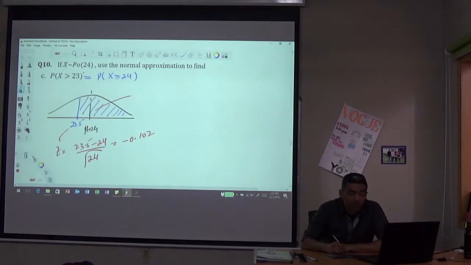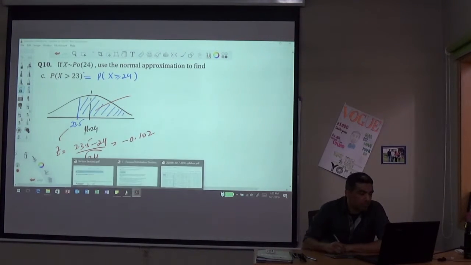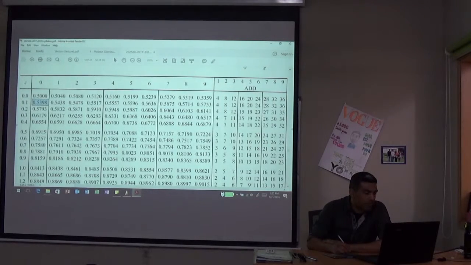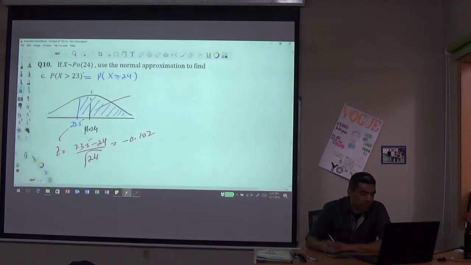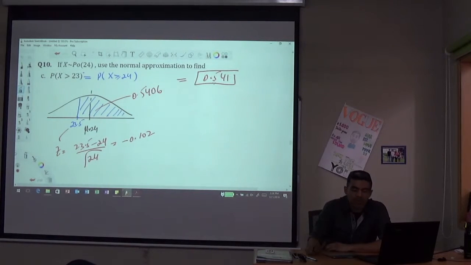Standard deviation, yes. 24 is the variance. Okay, 0.102. Yes, so add 8 to it, so it's 0.5406. That means the final answer is 0.541. For the sake of the final answer, we have to give the answer to 3 significant figures.